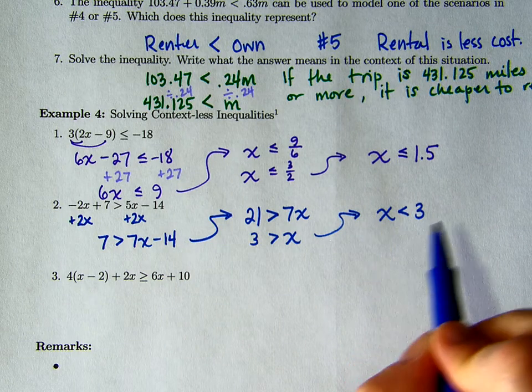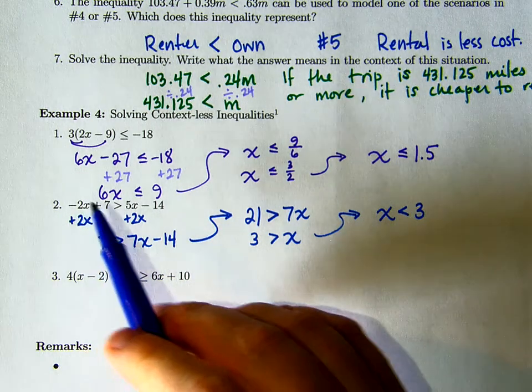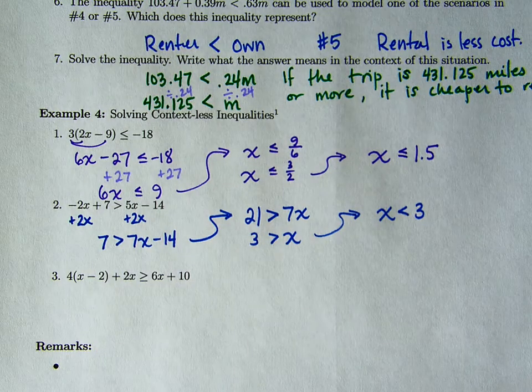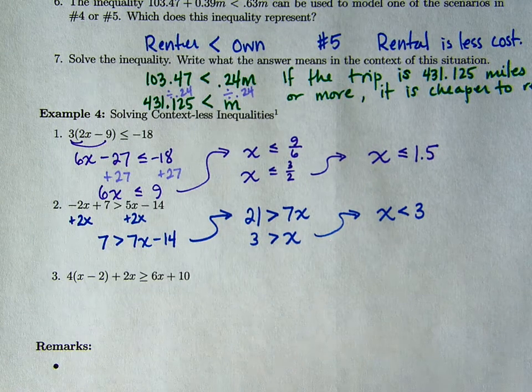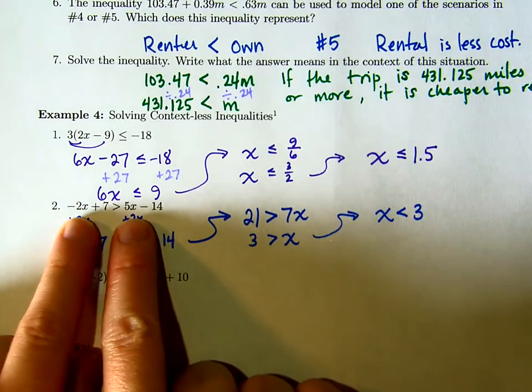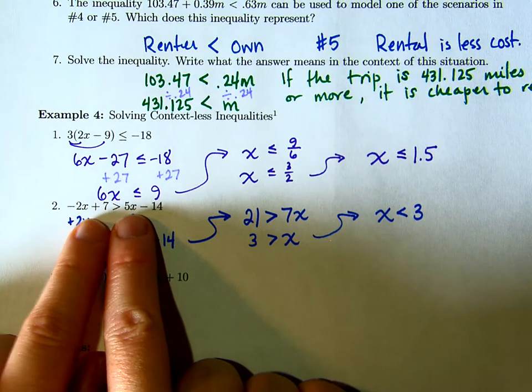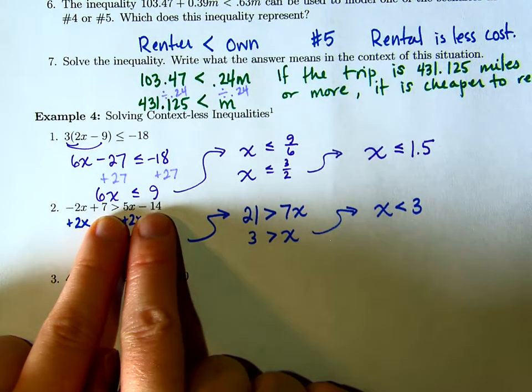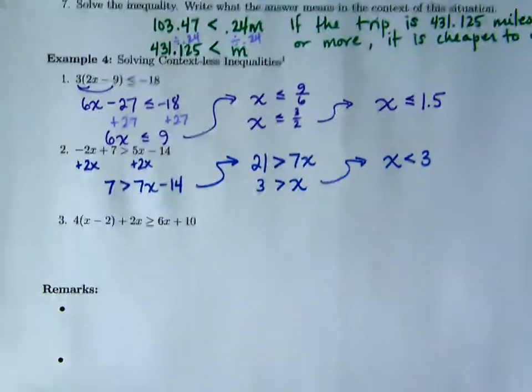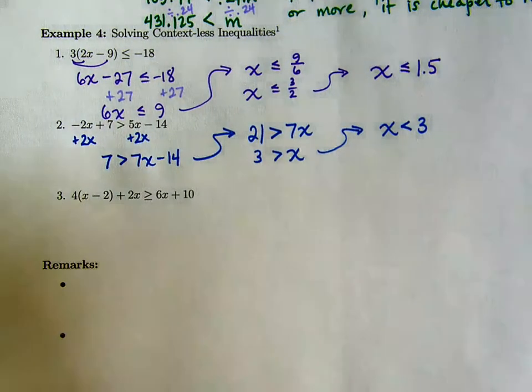So that means when x values are less than 3, this original inequality will be true. For instance, 0. We could try this. If we test x equals 0, we'll have 7 greater than negative 14. Definitely true.